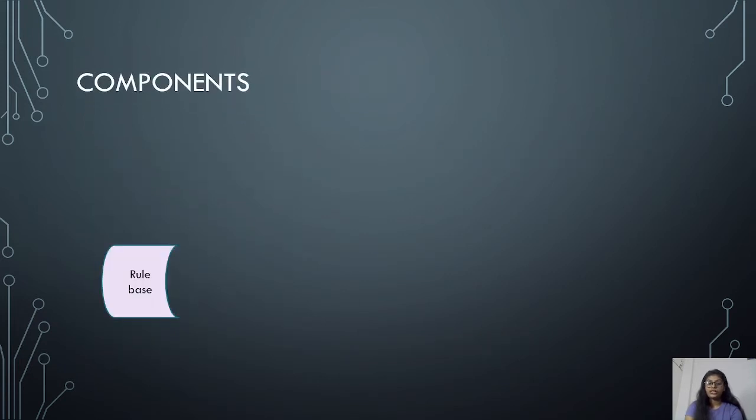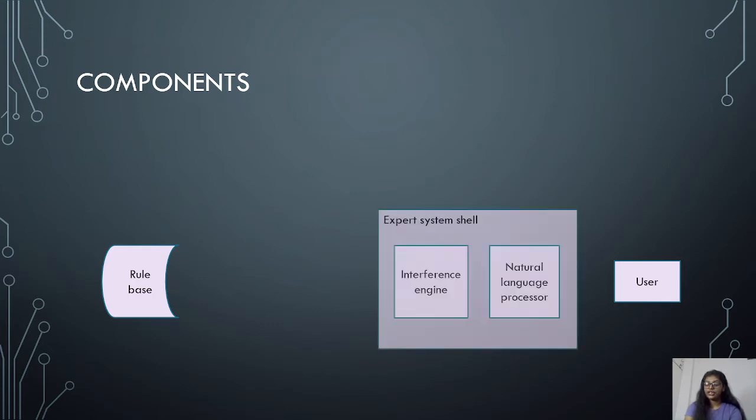Now, some components of an expert system. The basic component of any expert system is the rule base, also known as the knowledge base. It contains facts and knowledge of a particular domain and various procedures to solve a problem. The user, who may or may not be an expert in that field, interacts with the rule base through an expert system shell that contains the inference engine and a natural language processor.